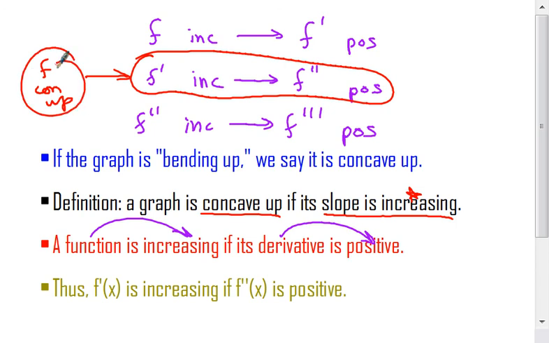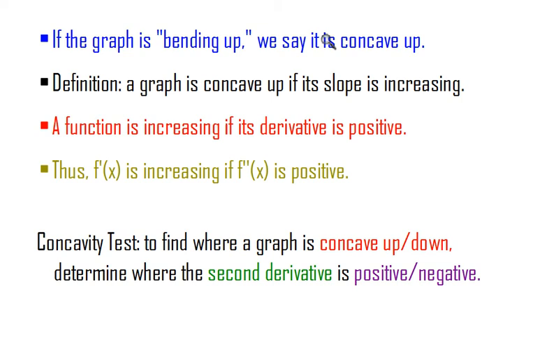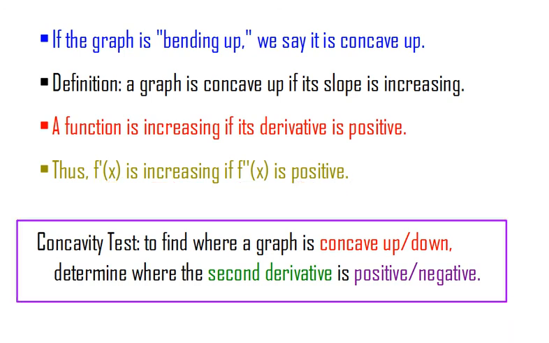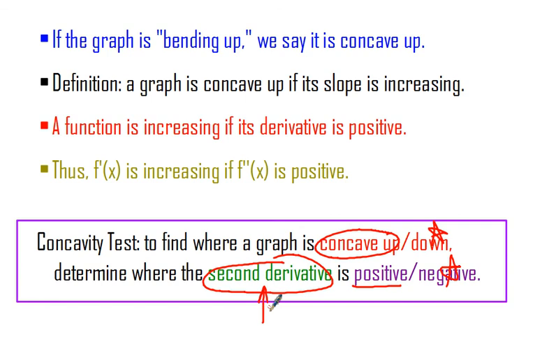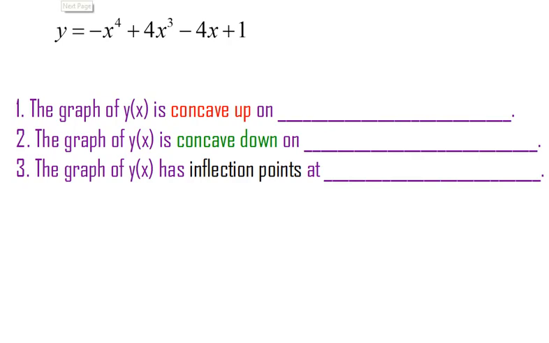This idea is called the concavity test, and it's summarized for you here. Again, f prime is increasing if f double prime is positive, and that concept is written out as the concavity test. Do you want to know where a graph is concave up? Look for where the second derivative is positive. Where is it concave down? Second derivative negative. So if we want to answer questions about the concavity of a function, we need to compute the second derivative and then make a sign chart to see where it's positive and negative. So without any further ado, let's go ahead and get started on that.